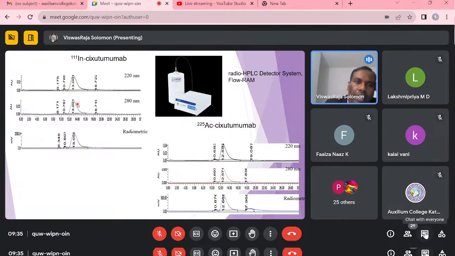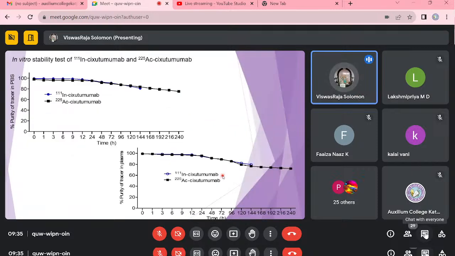This 220 channel and 280 channel give my protein peaks. This gives information about where my antibodies are labeled. Again, as I said, we exposed this protein conjugate to a basic and then acidic pH for radiolabeling purposes. We have to check the protein integrity, purity, and affinity by several QC methods.